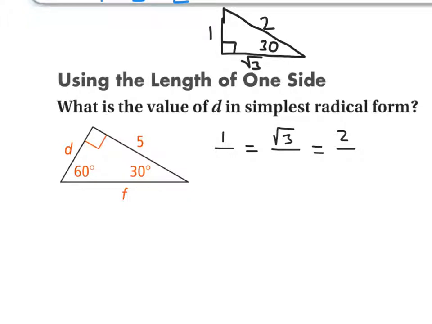Now, 1 is the short leg. The short leg is located opposite the 30-degree angle. So there's my 30-degree angle. Opposite that is D.